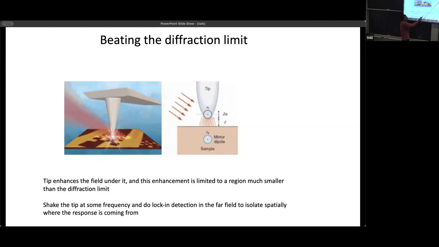And if, for example, you shake your tip at some particular frequency and you monitor the light that's coming out at that particular frequency, that's a way of telling what is coming from this part of the sample versus all the rest of the sample. Right? So people have gotten very clever about figuring out how to measure the optical properties of the sample from spots that are much, much smaller than the diffraction limit of light.